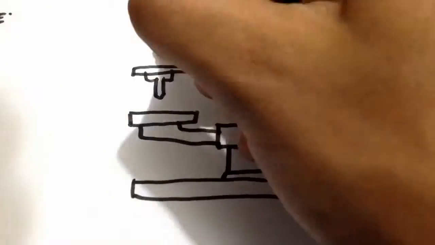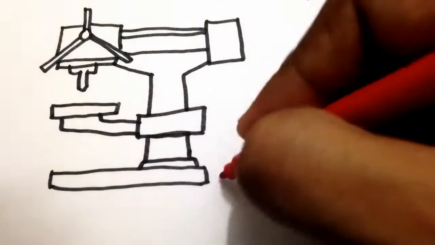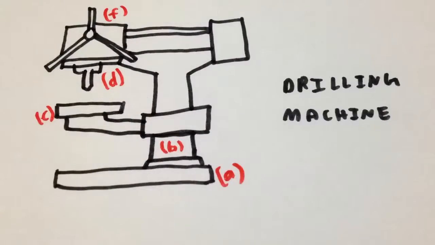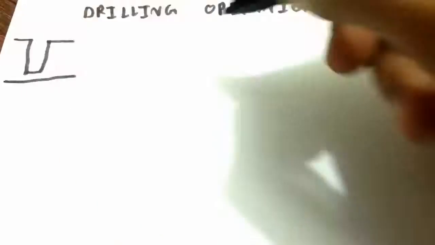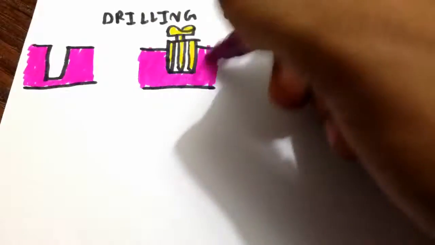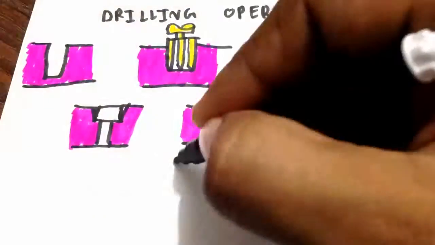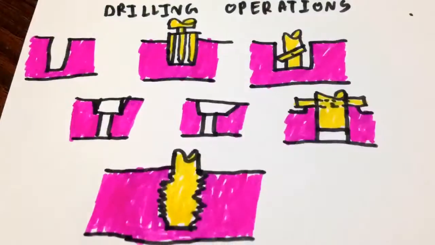The basic elements of a drilling machine constitute A. Base, B. Column, C. Work table, D. Drill head, E. Spindle drive. A typical drilling machine can perform a wide variety of operations that include drilling, reaming, boring, counter-boring, countersinking, spot facing, tapping, etc. Third, milling machine.